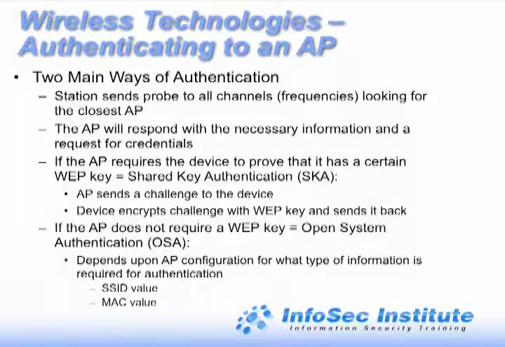Okay, authenticating to an access point. Two main ways of authentication. Station sends a probe to all channels or frequencies looking for the closest access point. And what most places usually do is, let's say they have 3 access points in a geographic area. They're going to have the same SSID, but they're going to be on different channels. And the reason why they want to be on different channels is so there's no conflicts within the frequencies, kicking people off and whatnot. The access point will respond with the necessary information in the request for the credentials.